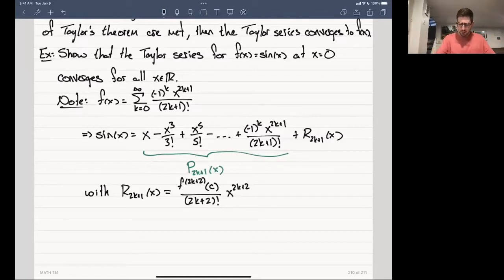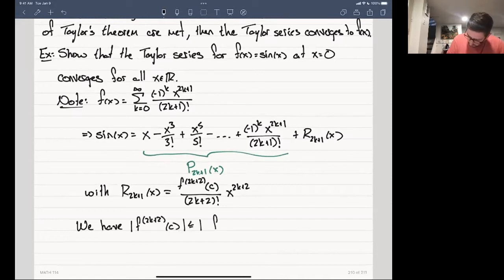Okay, so what am I going to do? Well, I know that every derivative of sine is plus or minus sine or plus or minus cosine. In fact, the even derivatives are just, sorry, the even derivatives are plus or minus sines. I apologize for that. But the point is that the absolute value of these things is less than or equal to 1 for every k greater than or equal to 0 and real number c.